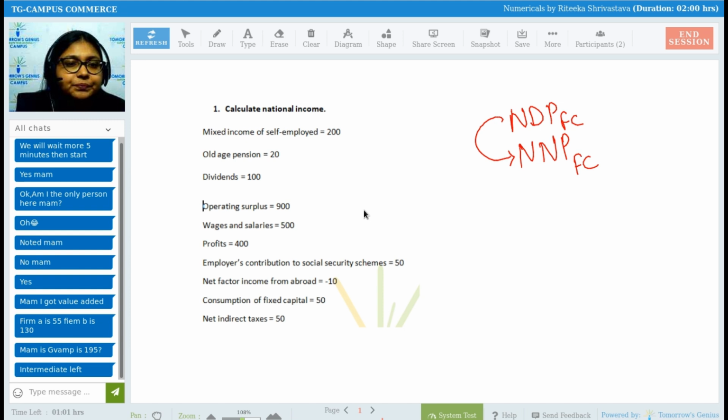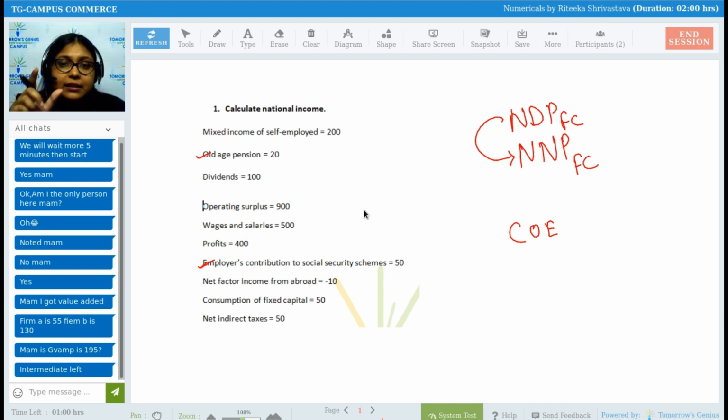Ma'am, compensation of employees formula is wages and salary in cash plus wages and salary in kind plus employers' contribution to social security. Yes. Okay, that is the part of COE. Old age pension is a different kind. No, this will not come. Why will it not come? Because old age pension is also part of compensation of employees. That will come under employers' contribution to social security schemes.